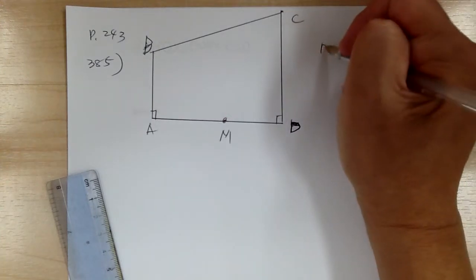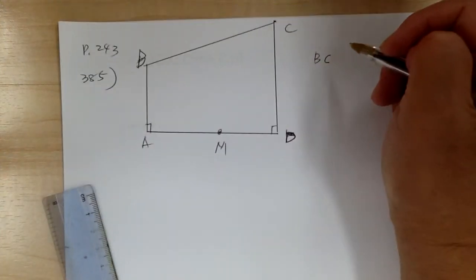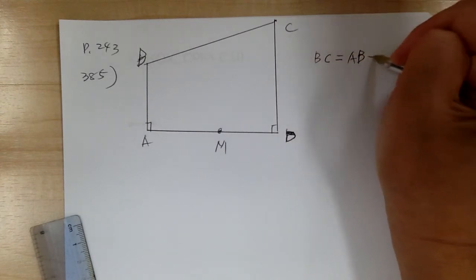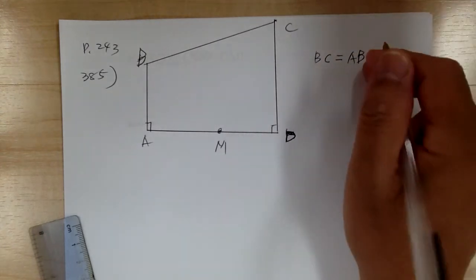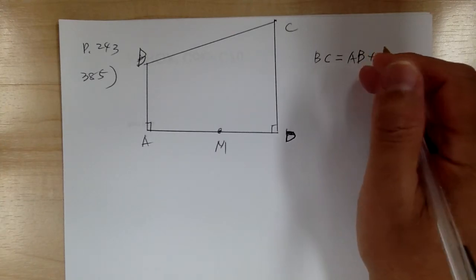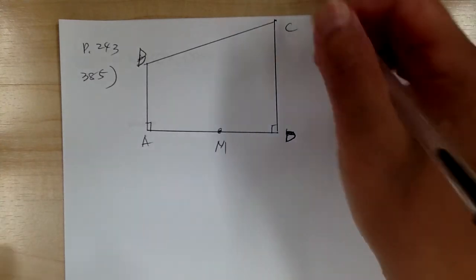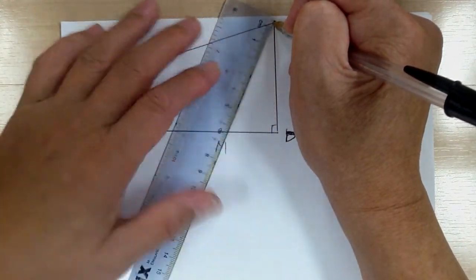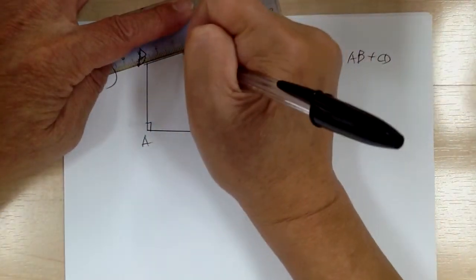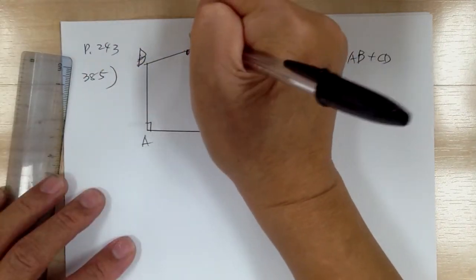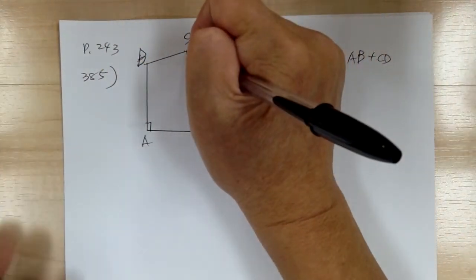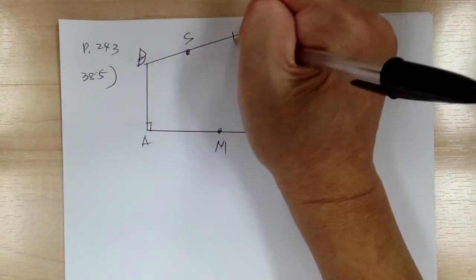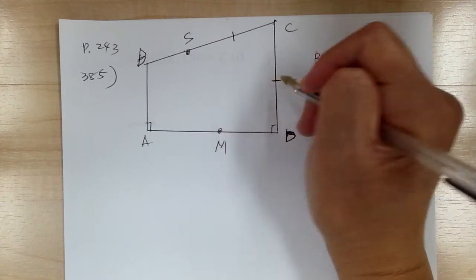And we have BC is equal to AB plus CD. So we use that later. And S be a point on the BC such that CS is congruent to CD.